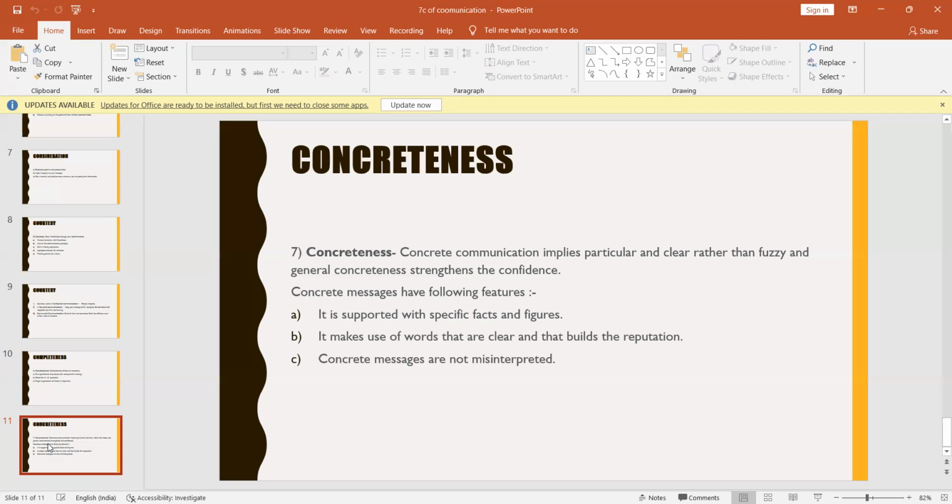So these are the 7 C's. Whenever you are doing communication, always maintain the 7 C's in your business communication.